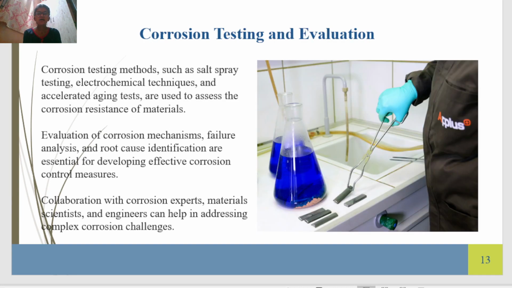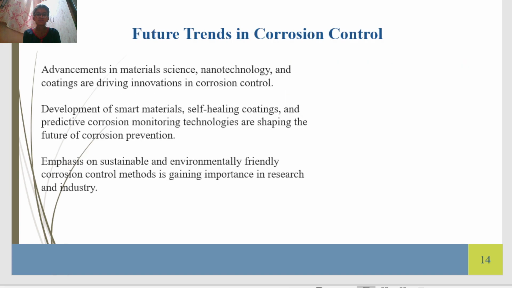And next we have corrosion testing and evaluation. Corrosion testing methods such as salt spray testing, electrochemical techniques and accelerated aging tests are used to assess the corrosion resistance of materials. Evaluation of corrosion mechanisms, failure analysis and root cause identification are also essential for developing effective corrosion control measures. Collaboration with corrosion experts, materials scientists and engineers can help in addressing complex corrosion challenges.